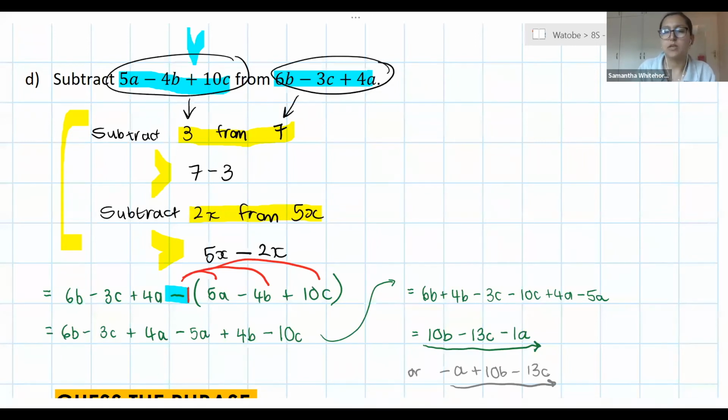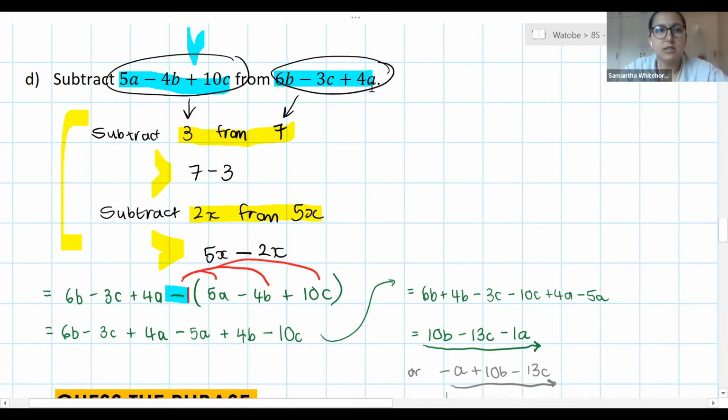In this case, I really wouldn't care if it was not in alphabetical order. So either one that you've written, absolutely fine. What you want in your answer is a positive 10b, a negative 13c, and a negative a. Don't care what order they're in, but it should be a positive 10b, negative 13c, and negative 1a. That's what you need in your answer.